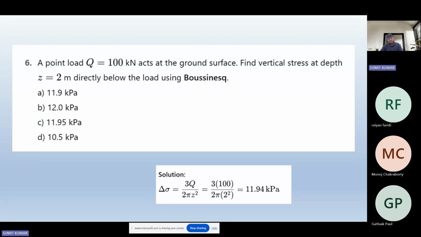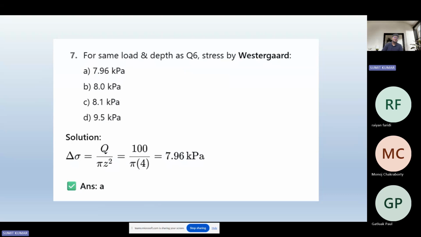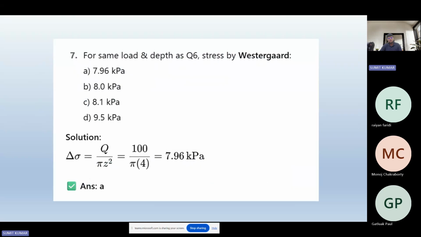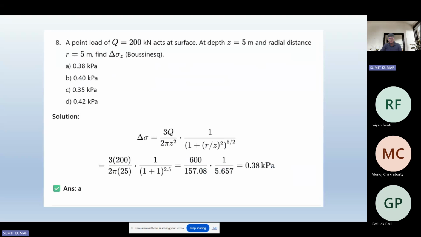Then again this question is repeated, so let me move to the next question. From here onwards the question and solution are all mentioned, so let's go one by one. Here the question is related to Westergaard theory for the same load and depth as in question number 6. Using the Westergaard equation, the solution comes out to be 7.96. I don't think this can be explained at this point because we haven't discussed the Westergaard equation, so let's leave it.